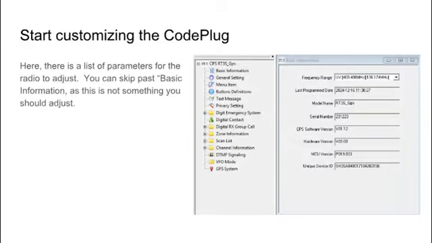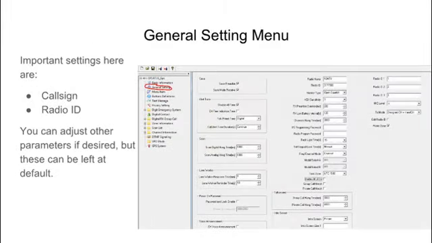On the left side of your screen, you will see a list of settings you can select and get into the menus for each parameter. Some of these parameters can be skipped. We will show the slide but will not discuss those parameters. On the General Setting menu, you should enter your call sign and radio ID. The rest of the parameters may be ignored unless you know why you are setting them.